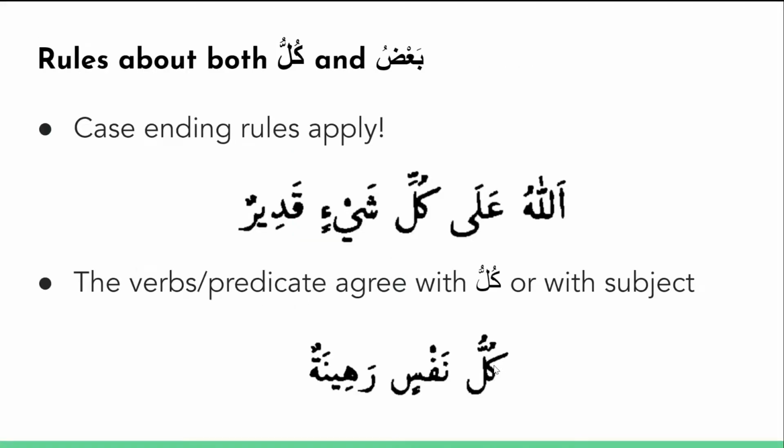Alright, and finally we'll mention a couple of rules that apply to both ba'd and kull. The first one is that case ending rules apply to both of these words. In other words, you can change the last vowel depending on what this word should be in. So for example, let's take a look at this first example here. Allahu ala kulli shay'in qadir. We notice that kullu changed to kulli. Why did it change to kulli? Because it itself is following a preposition ala. So Allah is on or over everything powerful. So Allah has power over everything. Because this is following the preposition ala, it becomes kulli.